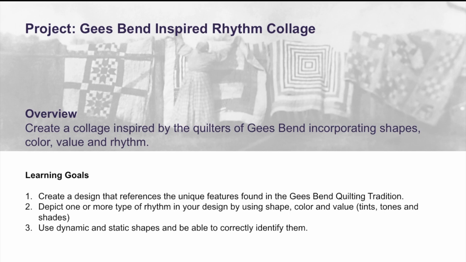So the specific learning goals are you're going to create a design that references the unique features found in the Gee's Bend quilting tradition. And you'll find out a little bit more about what that means later. You're going to also depict one or more types of rhythm in your design by using shape, color, and value. Now, when I say value, I mean tints, tones, and shades. And lastly, you're also going to use dynamic and static shapes and be able to identify them.